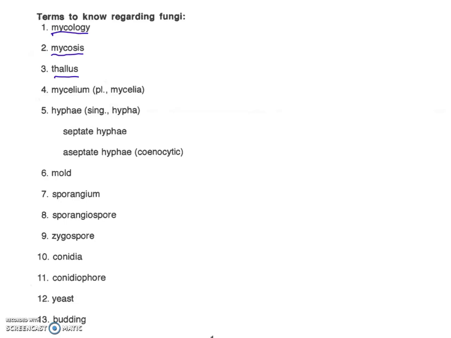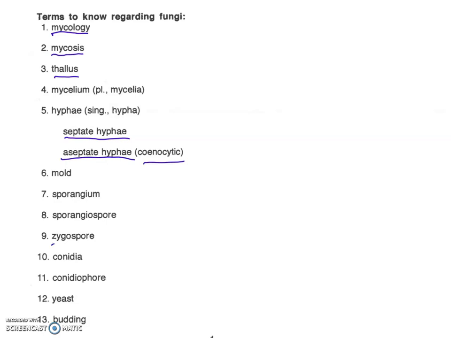They can either have cross walls, and they're called septate hyphae. If they don't have cross walls, then they're aseptate hyphae or cenocytic. A mold is a fungus that does not develop fruiting bodies, so it's a fungus that just grows. And a sporangium is how the fungus carries its spores. There are sporangiospores. Those are spores that are carried in a sporangium, in a spore case.